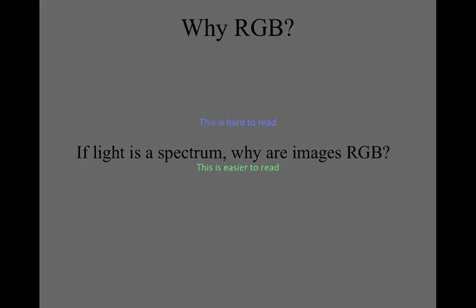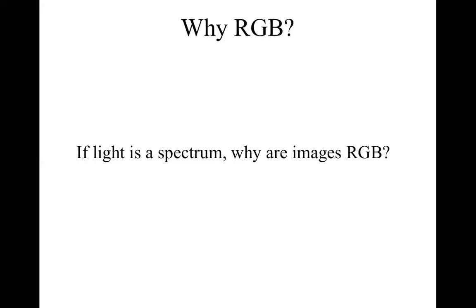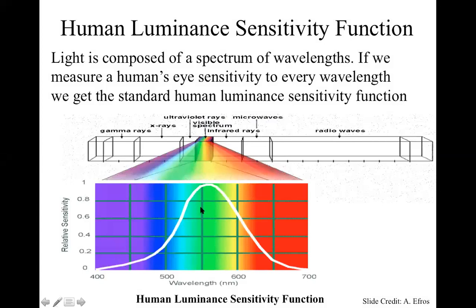This can be proved easily if you look at this slide, where you have a text written in blue and a text written in green. You see that it's much easier to read the text in green compared to the text in blue. And we are sensitive to green basically because in the sunlight you have a lot of green there.